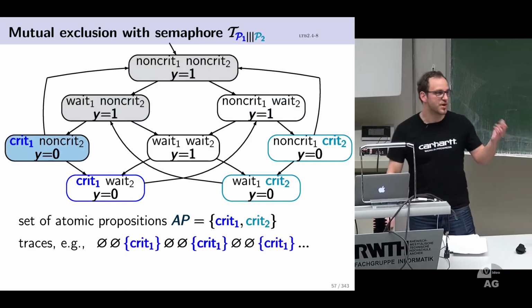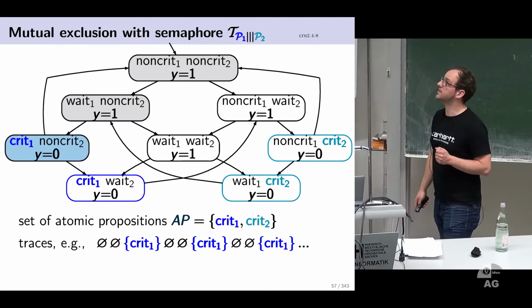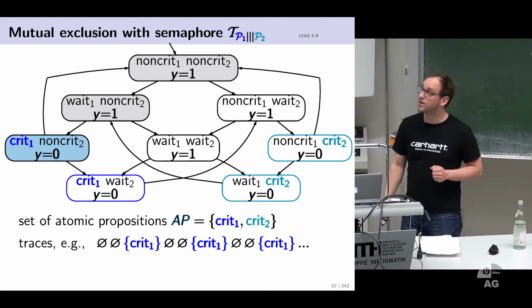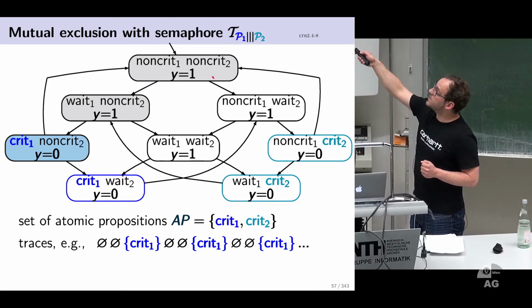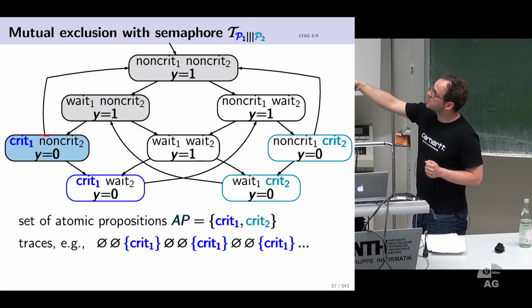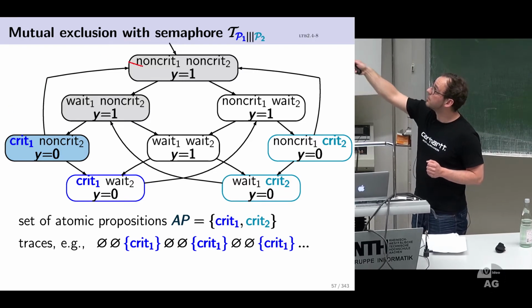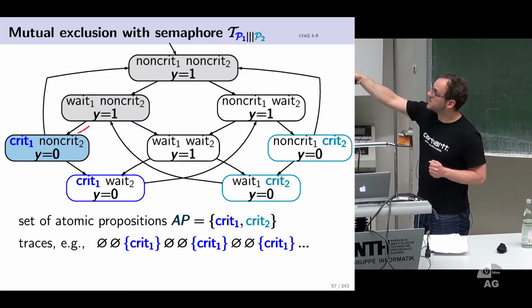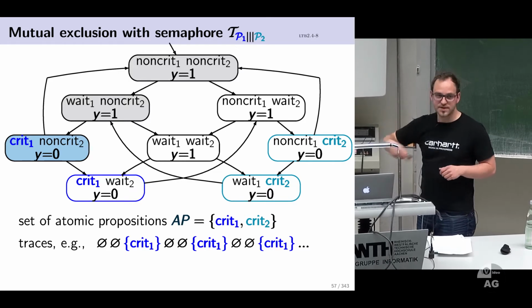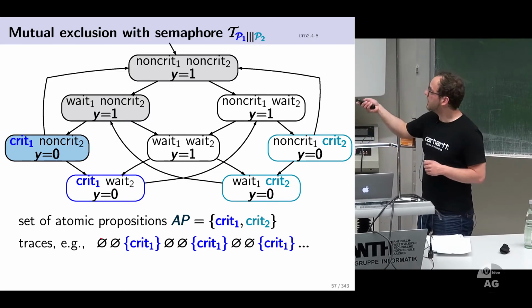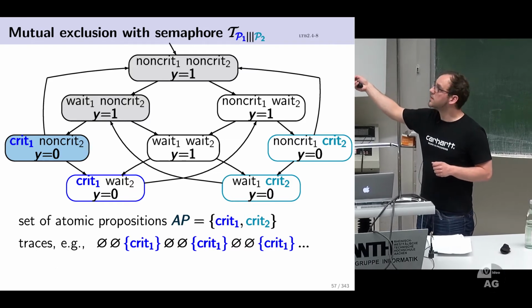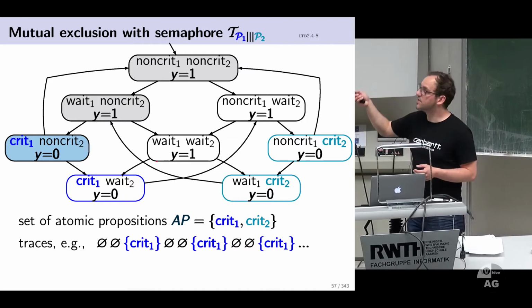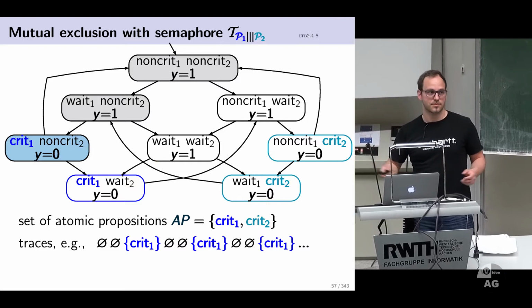So let's look at the traces for this particular example. Well, one trace that you can obtain, because you can only start in this state, is empty set, crit1, empty set, crit1, and repeating that forever. That gives rise to this trace, and this infinite word is part of the traces of this transition system. Okay?